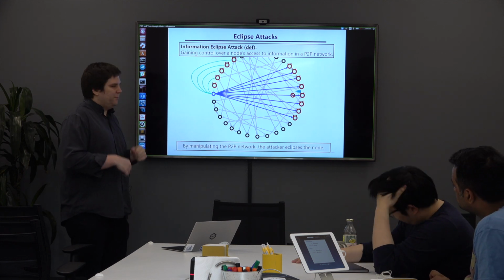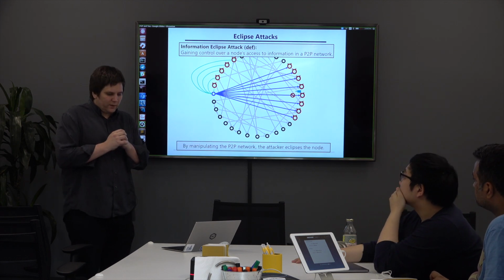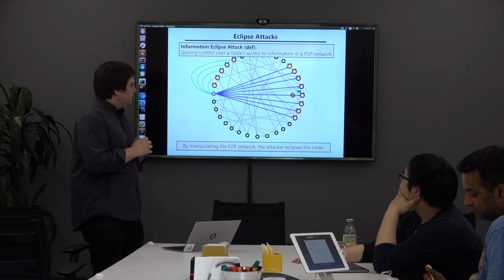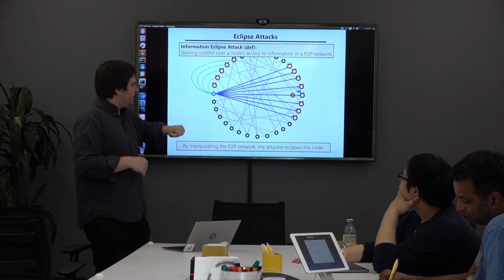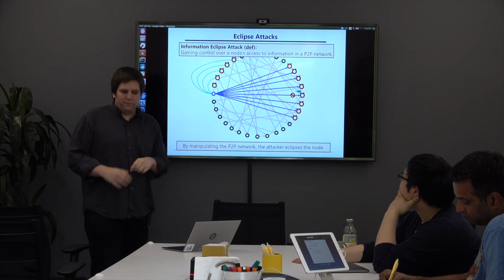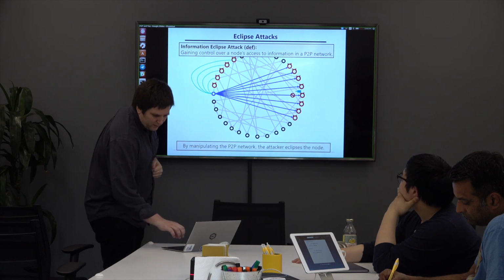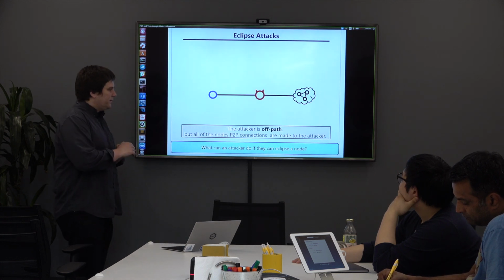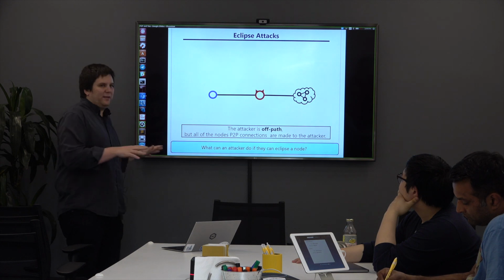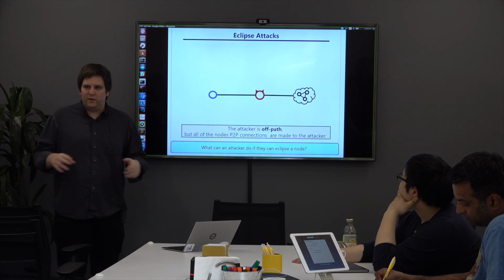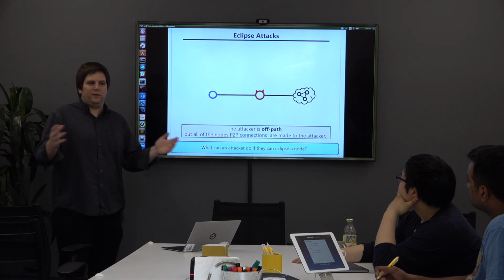We're going to do it by manipulating the peer-to-peer network such that we can eclipse a target node. So this is an off-path attacker. So they're not your ISP. They're some kid on the internet with a botnet.